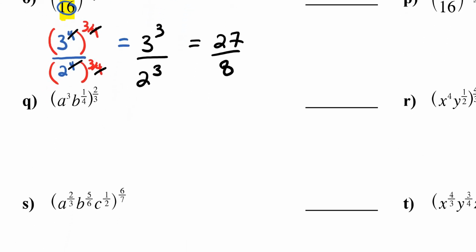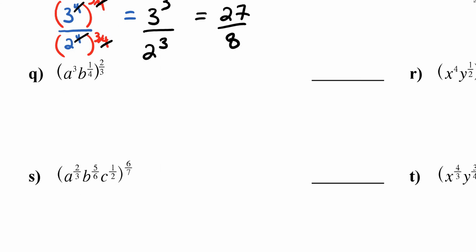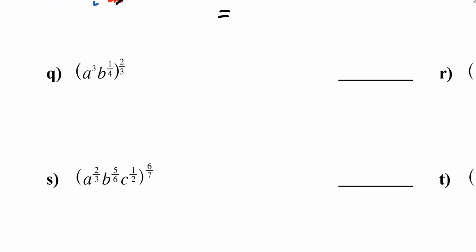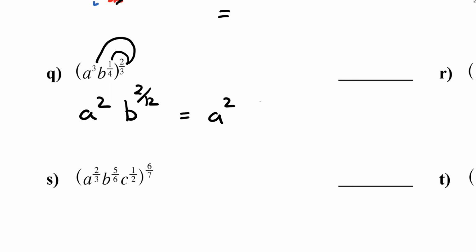Okay, let's move on to the last 4 questions here. The last 4 questions have to do with your ability to distribute the fractions here. So here we're multiplying. 2/3 times 1 over 4 is going to be b to the power of 2 over 12. And then 2/3 times 3 is going to be a to the power of 2. And if you simplify that, that's a to the power 2 and b to the power of 1 over 6. So that's your final answer there.